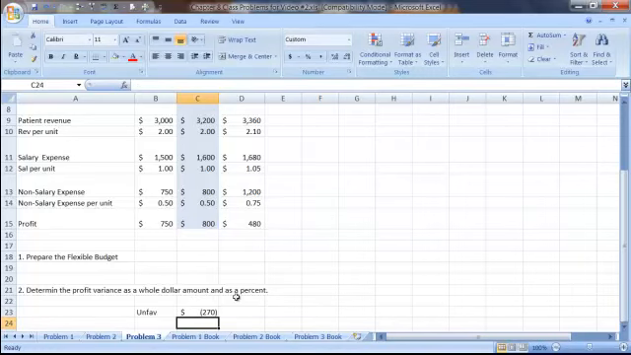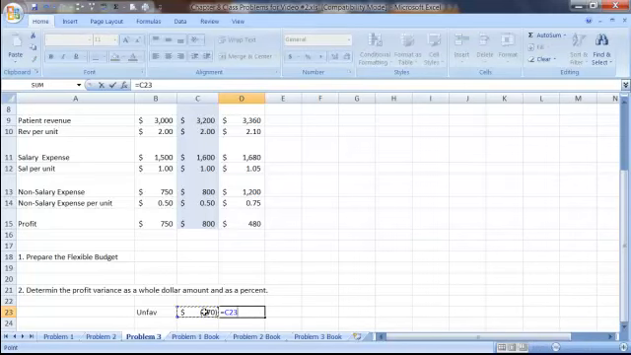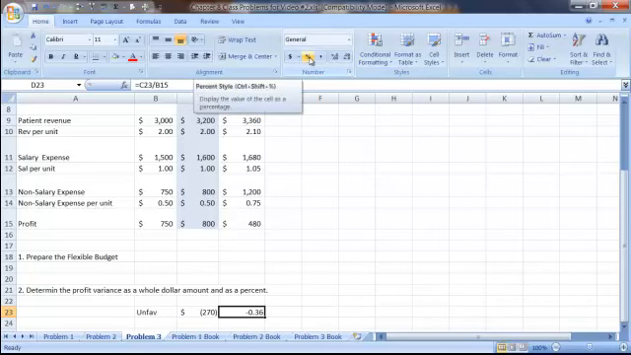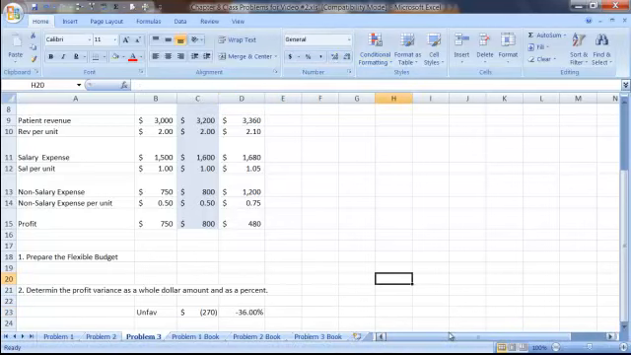And it says to also show it as a percent. How much of a percent variance was it? Well, that would just be our variance divided by our static. We have a negative 36% variance. It comes out like negative 0.36. In Excel, you can very easily, just by clicking this little button here, change it to a percent, and there you go. So that's how you calculate the percent changes.